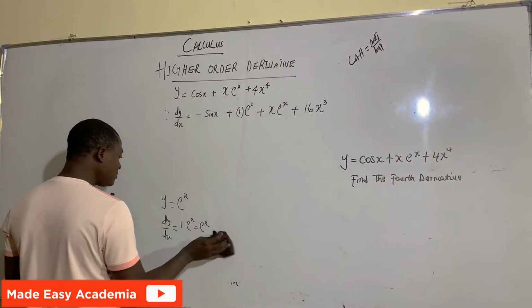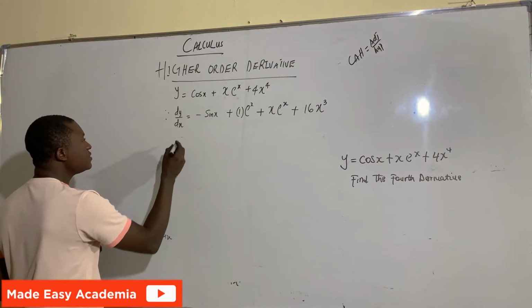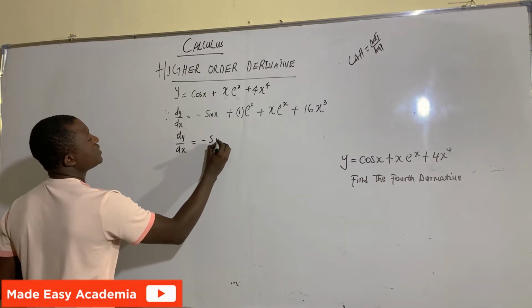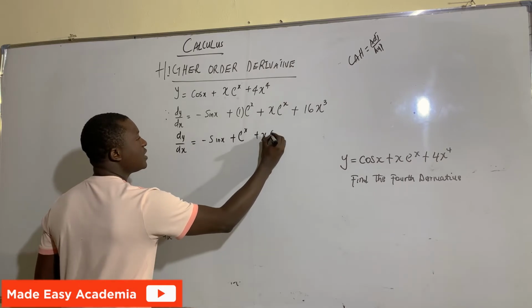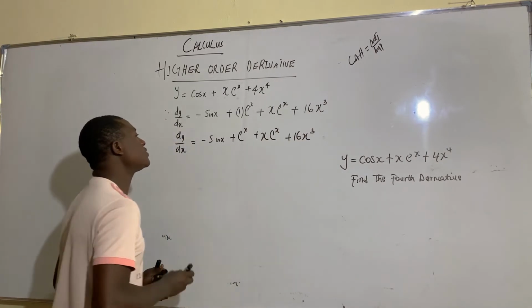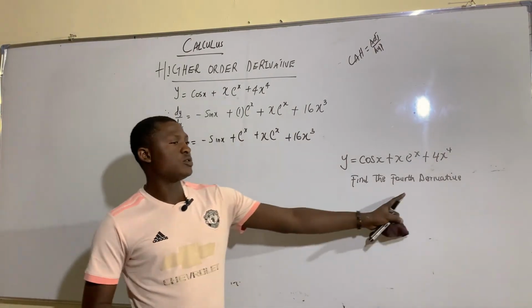So now, let's write this one properly. That means here I can have dy/dx is equal to minus sine x plus e raised to the power of x plus x e raised to the power of x plus 16x cubed. So now the next step is to find it again, because we are going to the fourth.